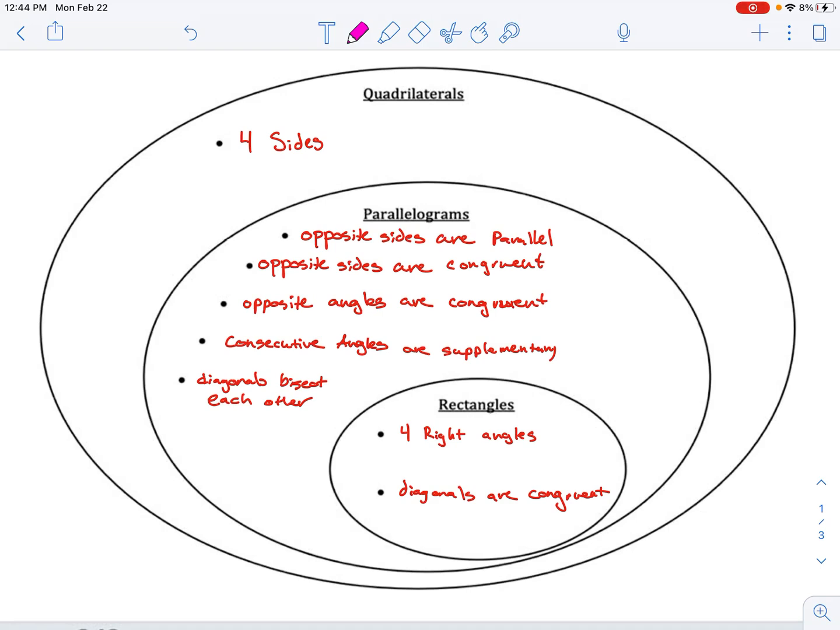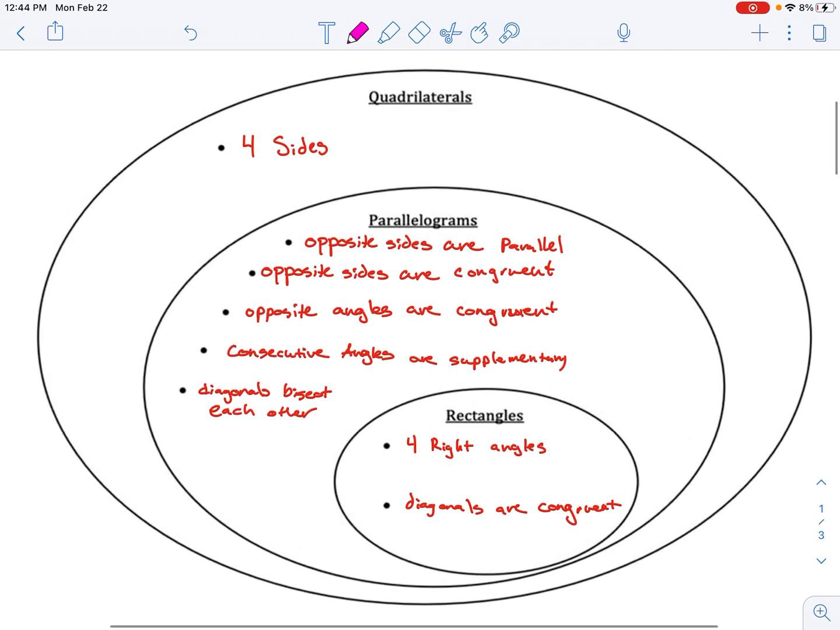So if you unpause the video, quickly pause it. We're just going to quickly talk about these. So a quadrilateral is a four-sided figure. Parallelograms, 5 things have to happen for it to be a parallelogram. Opposite sides are parallel, opposite sides are congruent, opposite angles are congruent, consecutive angles are supplementary, or diagonals bisect each other. There's also one more that isn't listed here. You can have one set of opposite sides being parallel and congruent, but we'll get into that as we go through some examples as well.